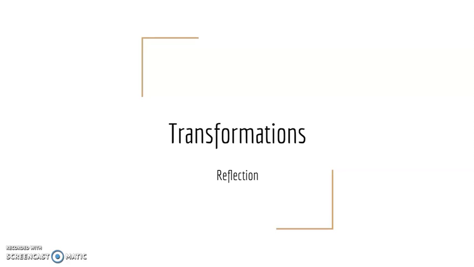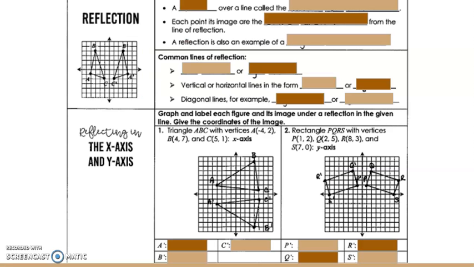The next type of transformation that we're going to look at is reflections. Reflection is another type of our rigid motion. When we have a reflection, we remember that as a flip over the line called the line of reflection. Each point in the image is the same distance from the line of reflection. So that's how we're going to figure out what our new ordered pairs are.